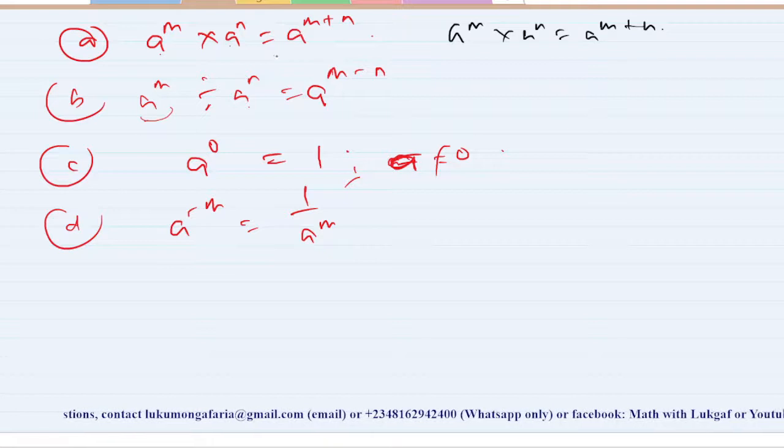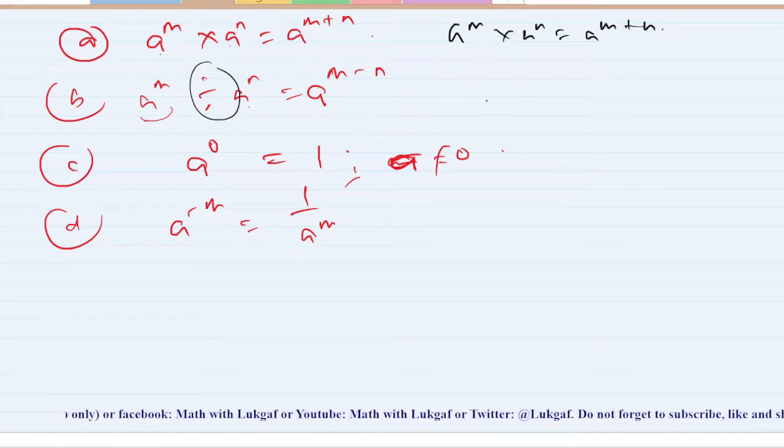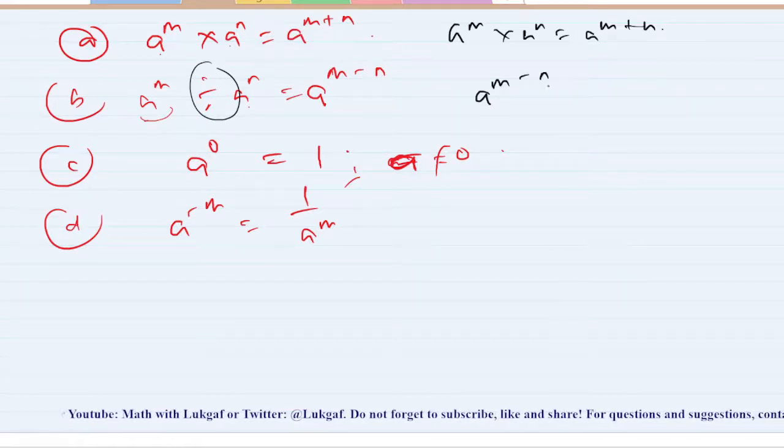So the second one follows. But instead of multiplication, you have division. You don't need to stress yourself. That's going to give you a raised power m minus n. So when you have the same base and you have to divide them, just take the base and subtract the indices.